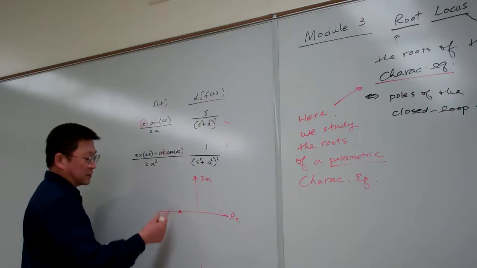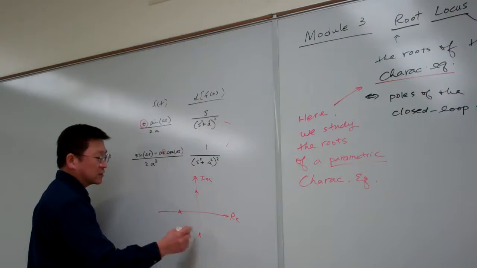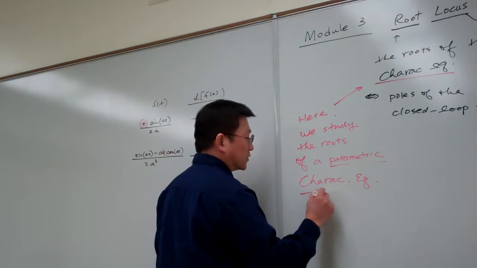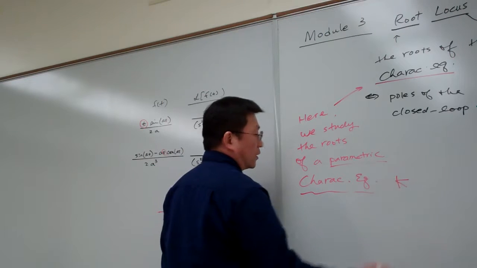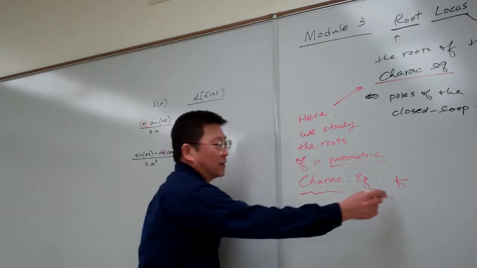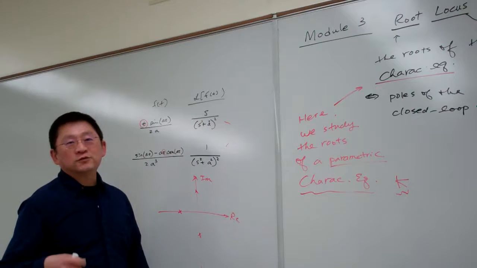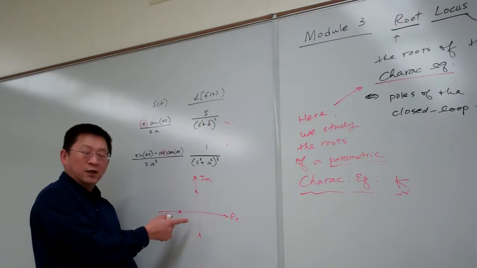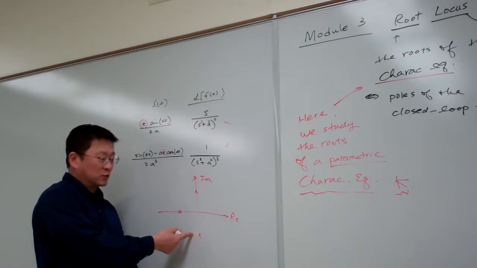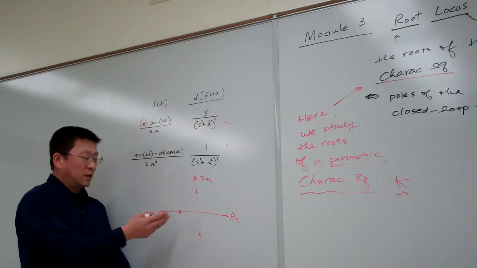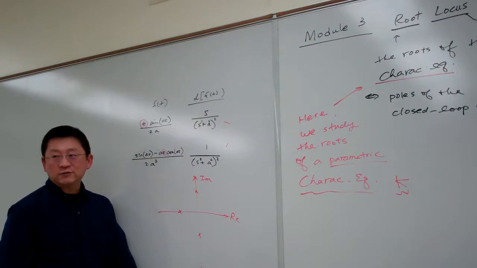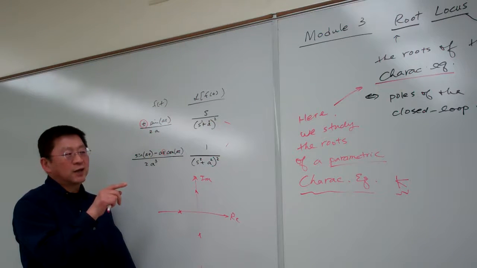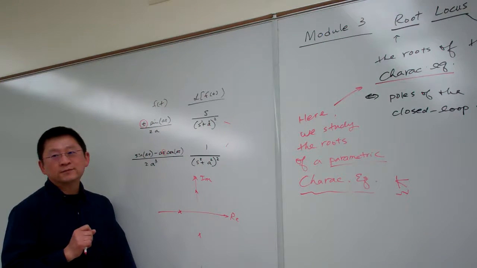So, for example, here is stable, and here is marginally stable. This characteristic equation has a parameter we call k. We want to determine the k value such that the location of the poles of the closed loop system, or the roots, can be at the desired locations we want. Or we can say we want to determine the range of k such that the system is stable.